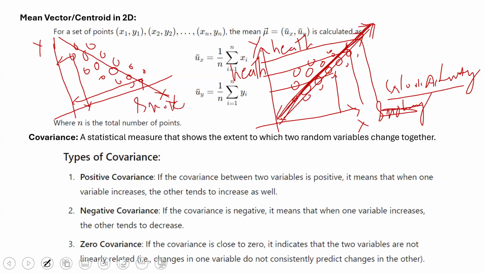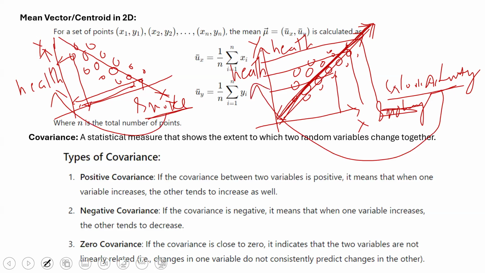When we smoke more, the health will automatically decrease. When we smoke less, health will be more, right? That is an example of negative covariance. So the impact of smoking on health is negative. The impact of workout on health is positive. That is what covariance actually means in terms of intuition. Is that clear?